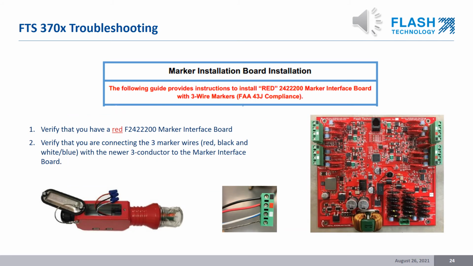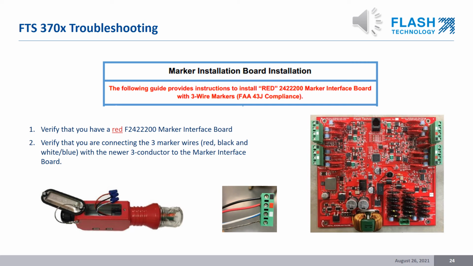For marker and marker board installation, please follow these steps. Step number 1. Verify that you have the red marker interface board. Step number 2. Verify that you have connected all 3 conductors inside the marker housing: red, black, and white-blue.